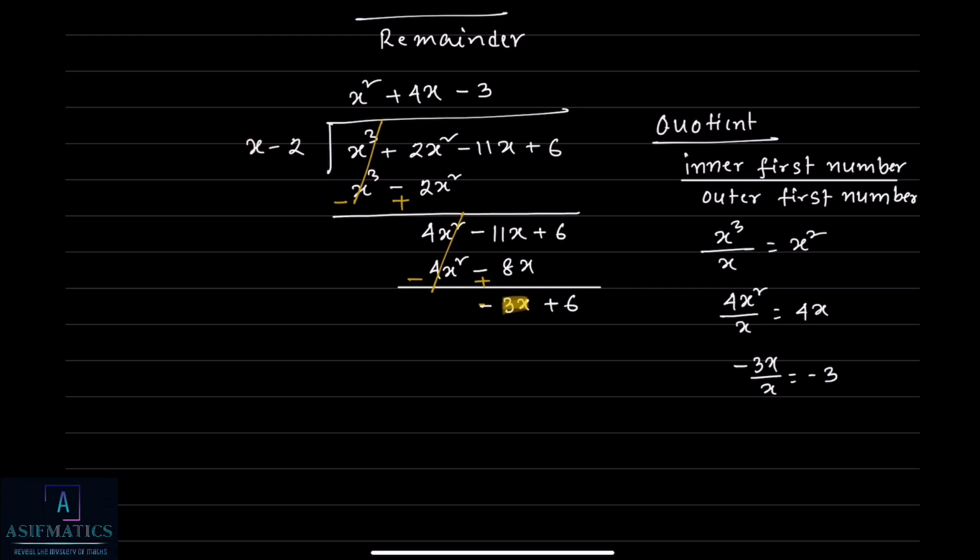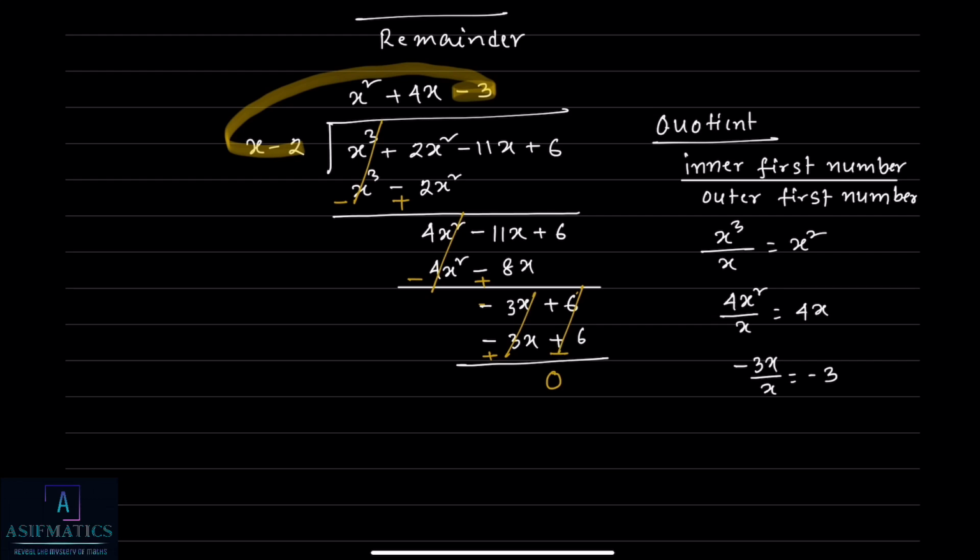Now we need to multiply this minus 3 with x minus 2, and we write it here. Minus 3 times x is minus 3x, and minus 3 times minus 2 is plus 6. Now we change the sign, and because minus 3x plus 6 plus 3x minus 6, the whole term is cancelled out. Our remainder will be 0.